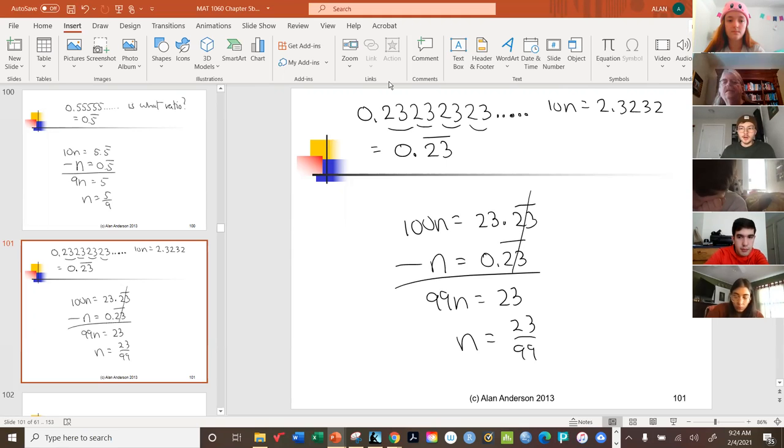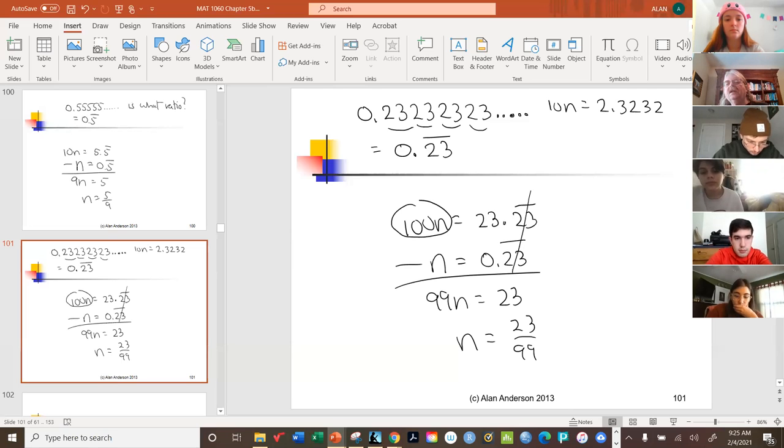Okay, so what that tells us is that this is the part that depends on how many decimals are being repeated. If there were three being repeated, you would need to use 1,000. Okay, and if there were four being repeated, you would need to use 10,000. In other words, whatever it takes to get rid of all these repeated decimals. Otherwise, you're going to have a mess here.